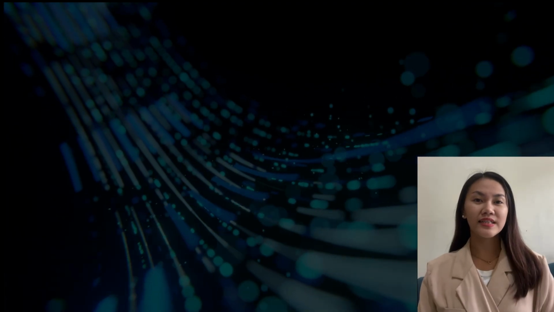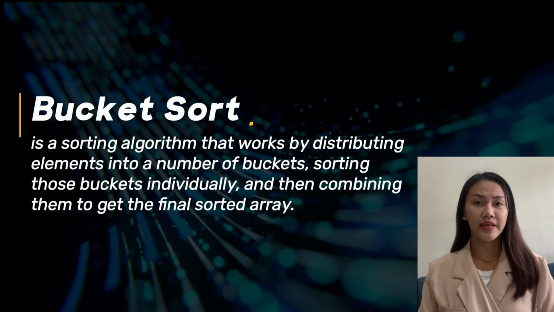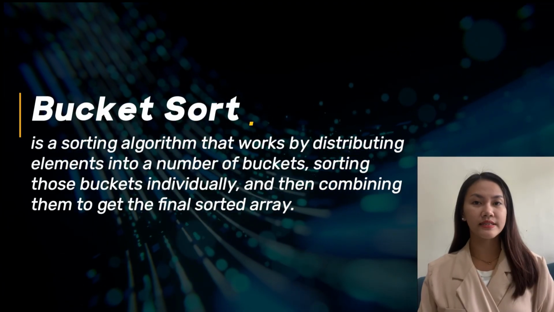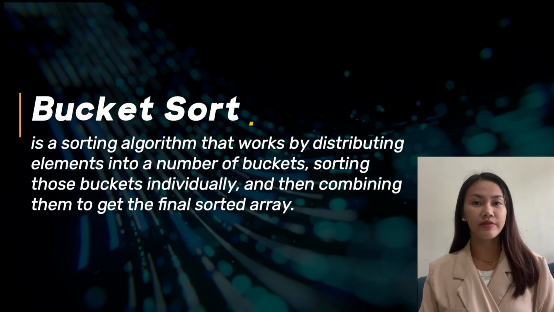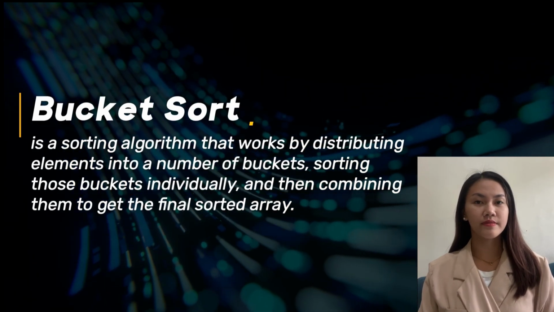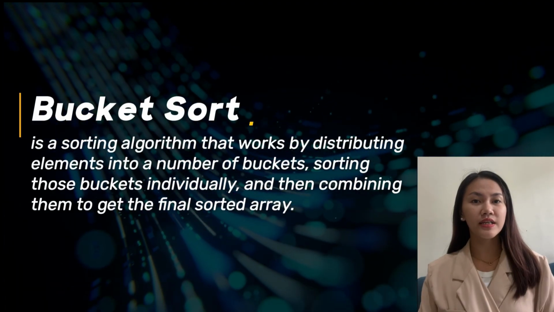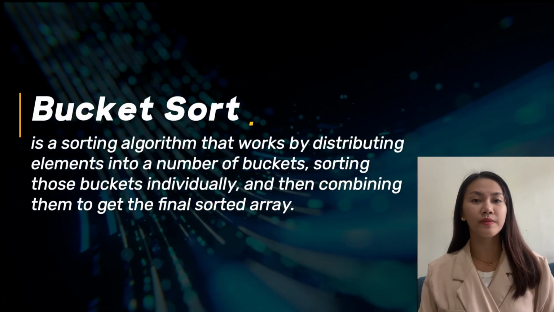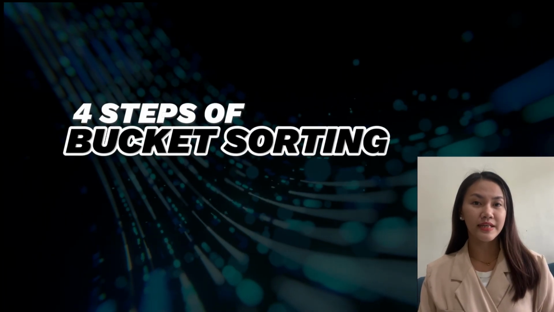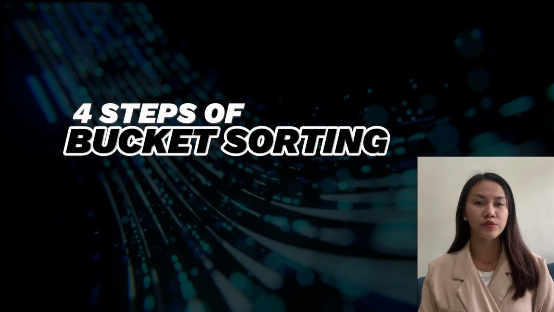So now, let's proceed to our discussion. Bucket sort is a sorting algorithm that works by distributing elements into a number of buckets, sorting those buckets individually, and then combining them to get the final sorted array. Bucket sort is an efficient sorting algorithm, especially useful when the input is uniformly distributed over a range. There are 4 steps in bucket sort, and later on, we will show you an example of bucket sort.